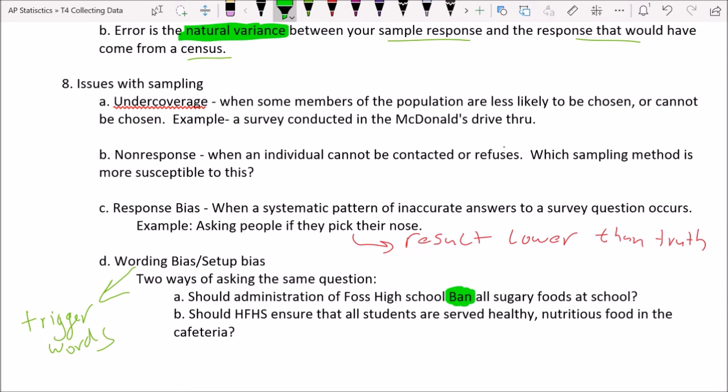Okay, so then what about B? Should the school ensure that students are served healthy, nutritious food in the cafeteria? So there aren't as many strong words there. Okay, I saw one recently. It was actually this week. I saw one in a survey that we did at our school. And the question was, are you proud of your school?